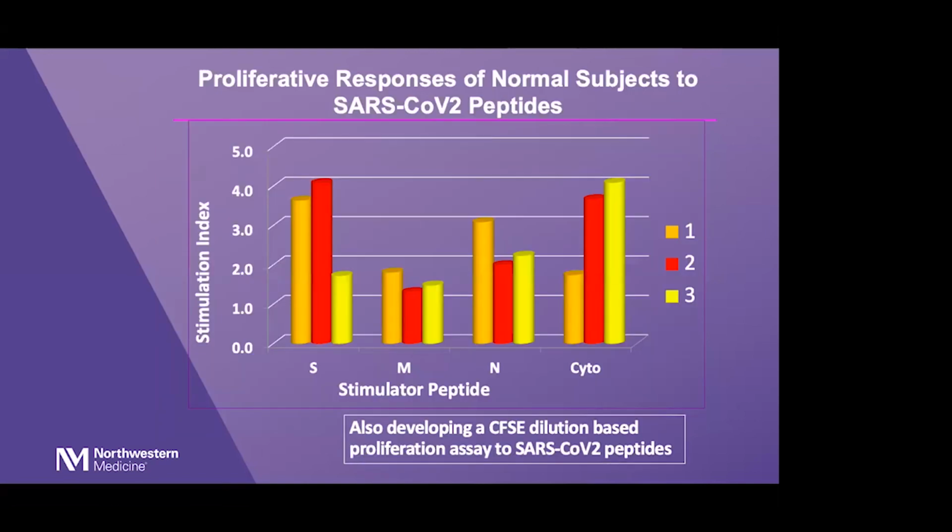We also developed a proliferative assay using thymidine incorporation to the spike protein, membrane protein, and the nuclear protein in normal subjects. And depending on the subject, the response is marginal or there is very little response so far. We are also developing a CFSE dilution-based proliferation assay to SARS-CoV-2 peptides. Next slide, please.